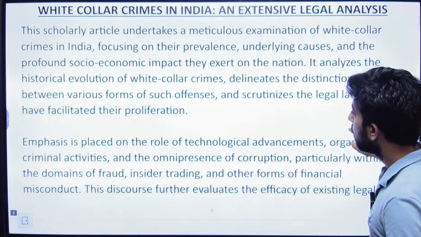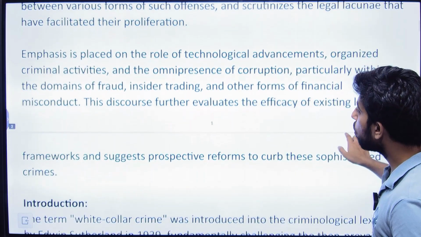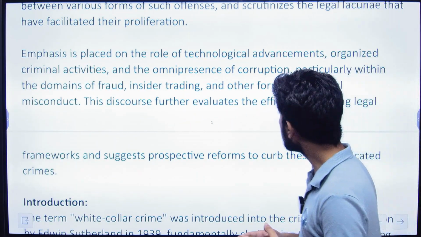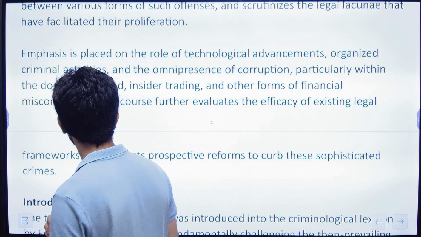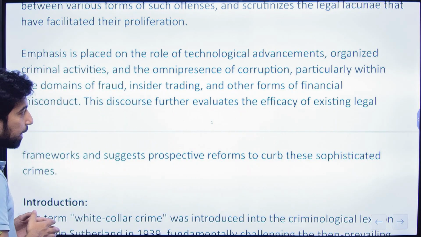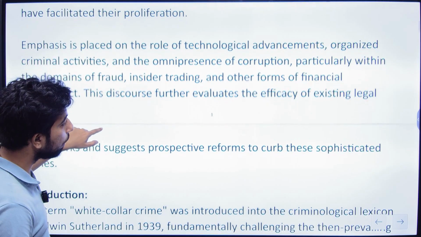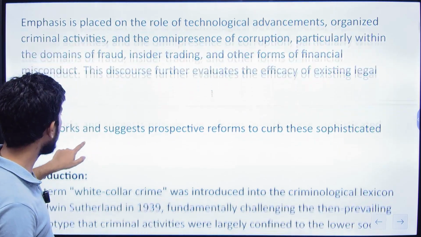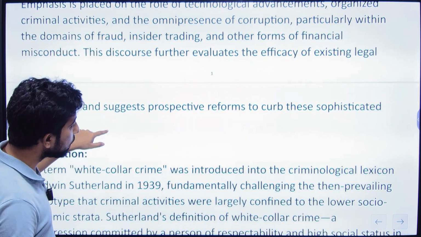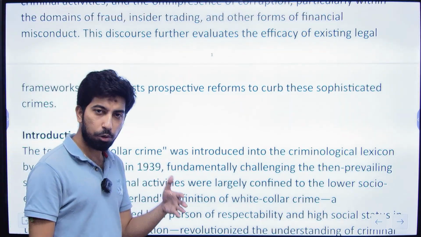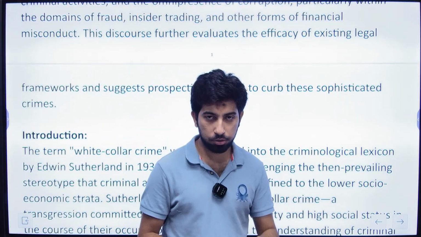Now, emphasis is placed on the role of technological advancements, organized criminal activities, and the omnipresence of corruption, particularly within the domains of fraud, insider trading, and other forms of financial misconduct. This discourse further evaluates the efficacy of existing legal frameworks and suggests prospective reforms to curb these sophisticated crimes. Now, these are some of the planned and sophisticated crimes.